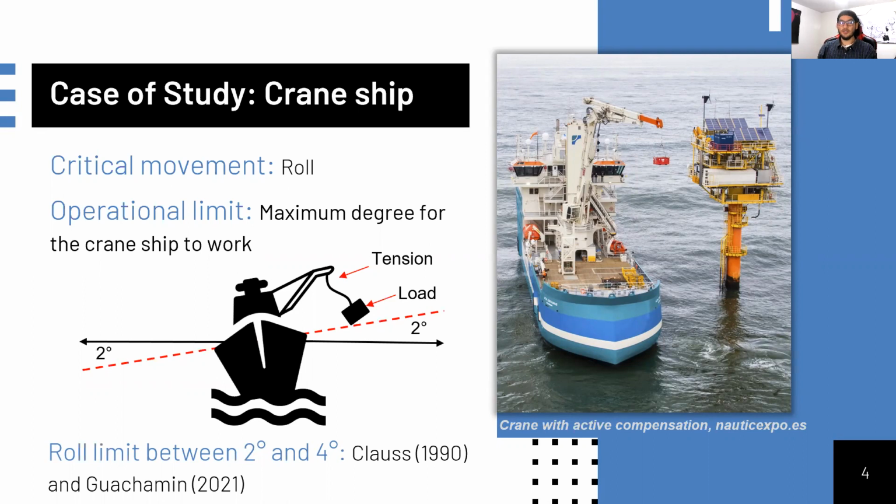Then, after all of the study and design recommendations, we can define an operating limit that, in this case, we'll set at 2 degrees, where higher degrees of roll would make the tension simply too strong and our crane could not work. The 2 degrees is representative data and is used in practice for big vessels, according to other studies, which range the roll limit between 2 and 4 degrees.